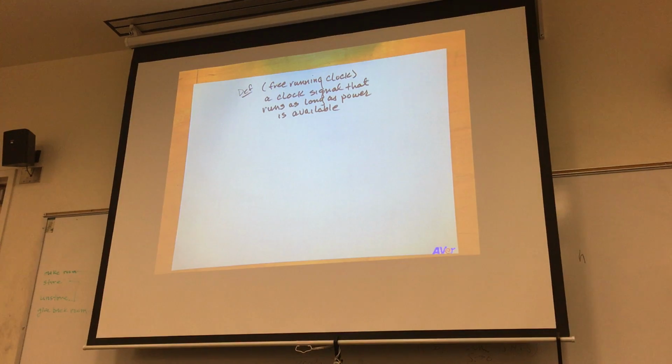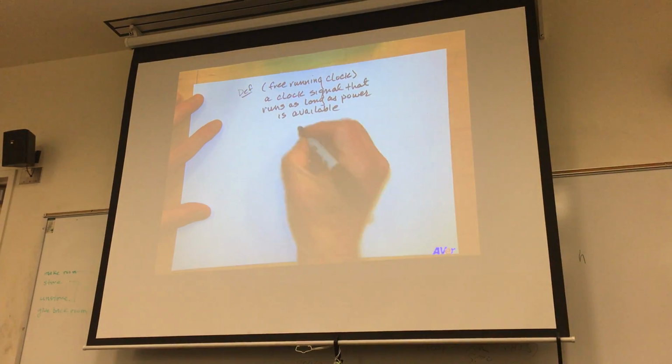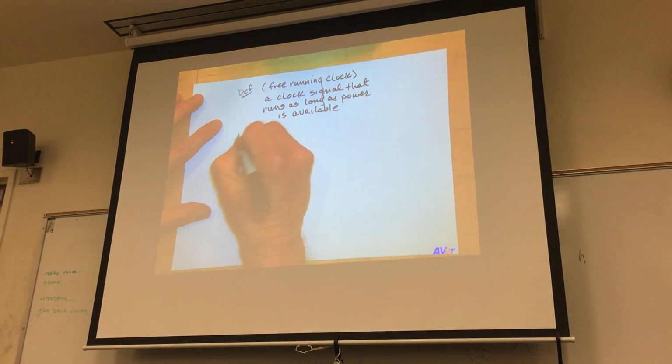A free running clock is a clock signal that you apply power and you start getting clock pulses. And as long as you keep the power on, you're going to get clock pulses. All right, so let's look at some circuits here. First circuit.